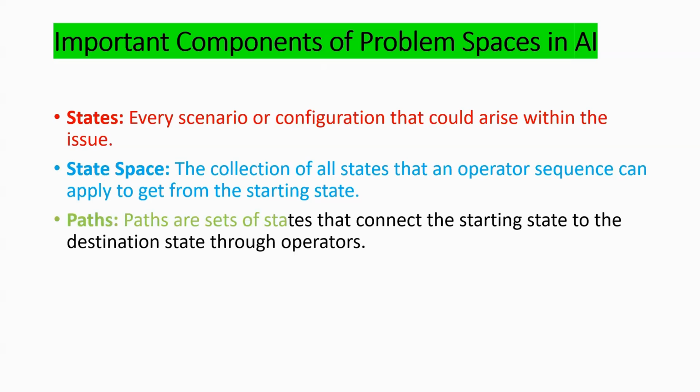And a path is a set of states connected from the starting state to the destination state by operators. Operators allow you to move from one state to another state, like one path to another path. The problem-solving process of AI often involves this navigation. Okay, so we can say the problem space goes from an initial state to a goal state.